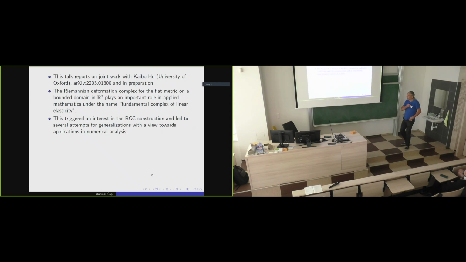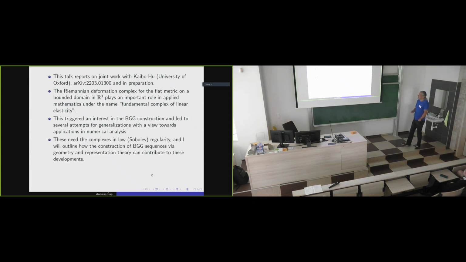And this started our conversation. And as usual in such things, it took quite some time to find a common language. But once the common language was found, it worked out quite well. And so we are interested in analogs of this, or versions of the BGG constructions that can be applied in numerical analysis or as the basis for finite element methods.